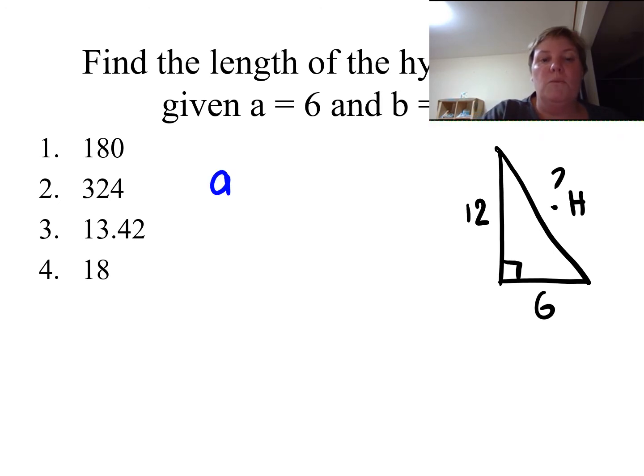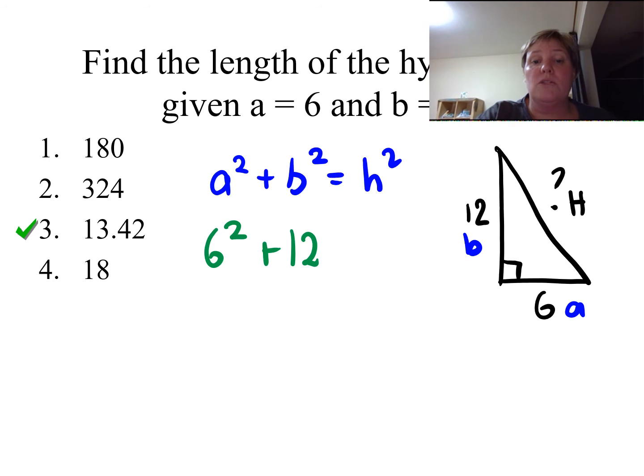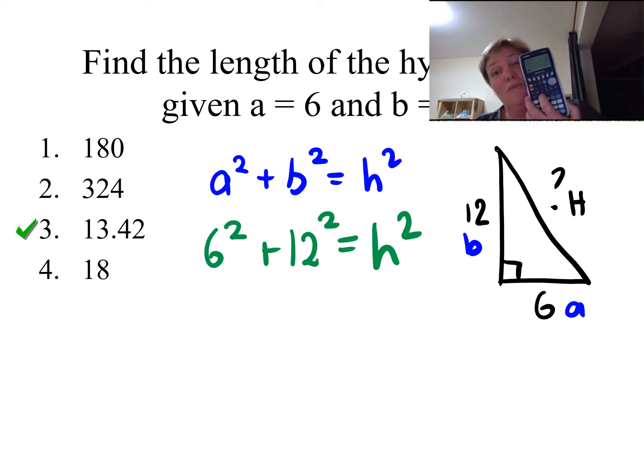I'm going to write down the formula that I know. So that's a squared plus b squared equals h squared. Or remember that you could have used c squared if you wanted to. I just tend to use h squared. I'm now going to make sure that the labels on my triangle match. Let's replace the numbers. I know that the number a is 6, so that is 6 squared. And I know the number b is 12, so that is 12 squared. So I've now filled in my formula. Time for my best friend, right?